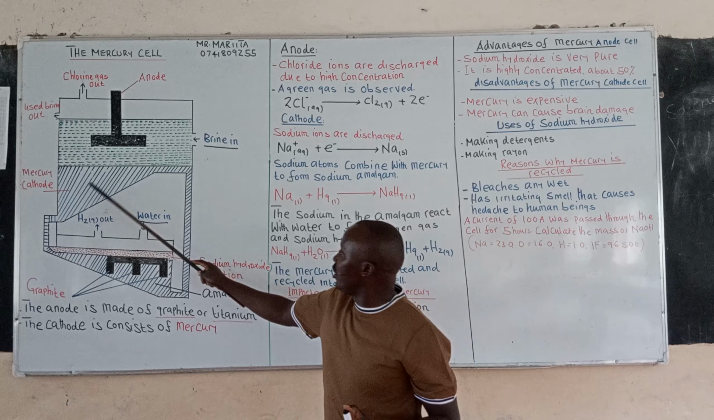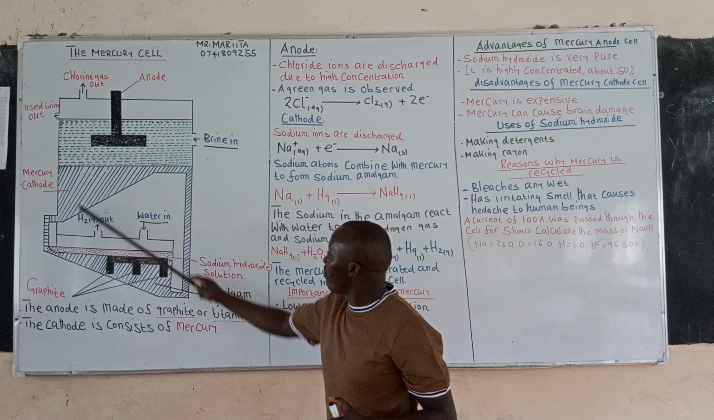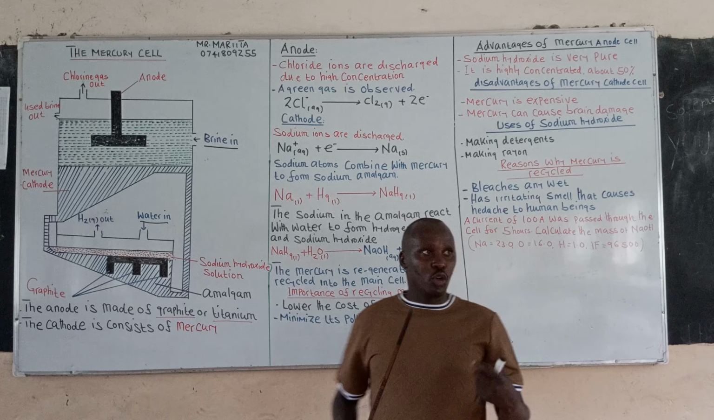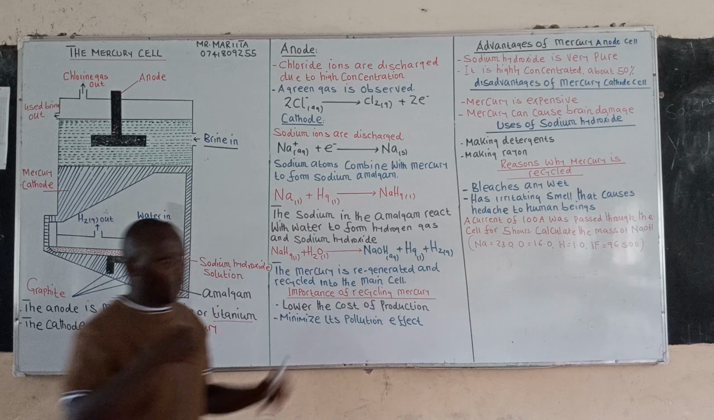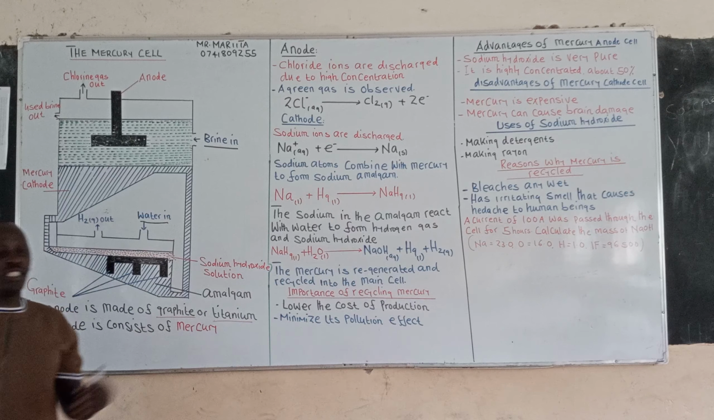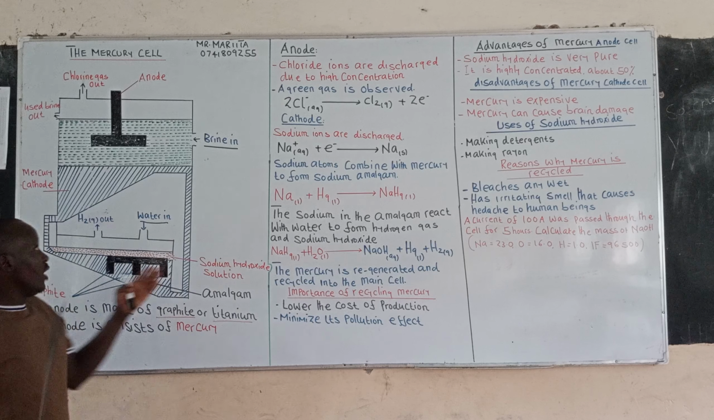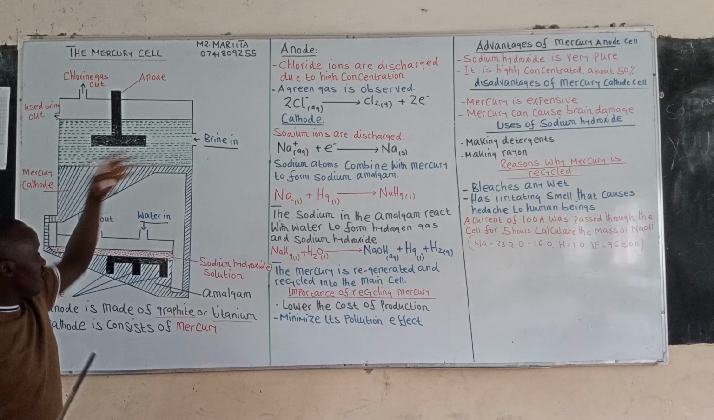So you can see this region here. This is the cathode, the mercury cathode. That is the mercury that we have. You need to know the reactions. What are the reactions that take place at each electrode? So we have the anode. Look at the anode here now.